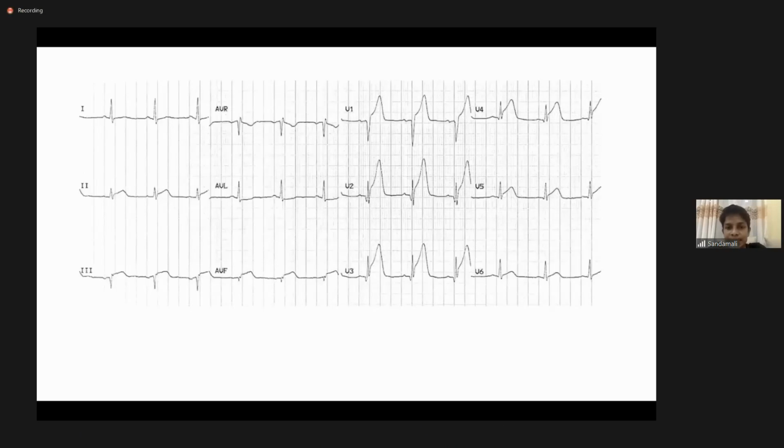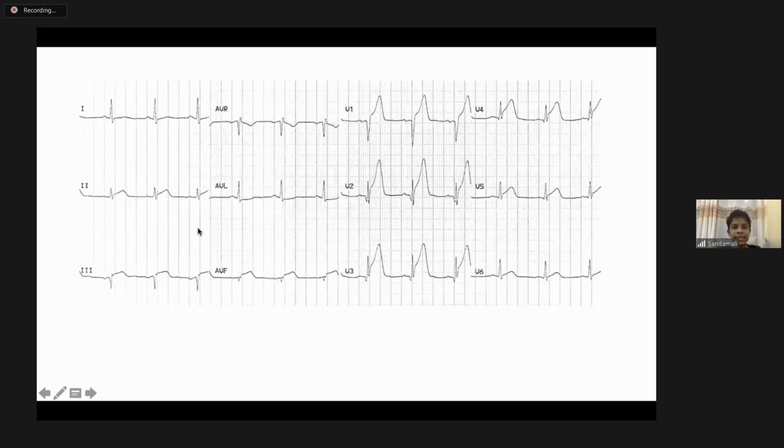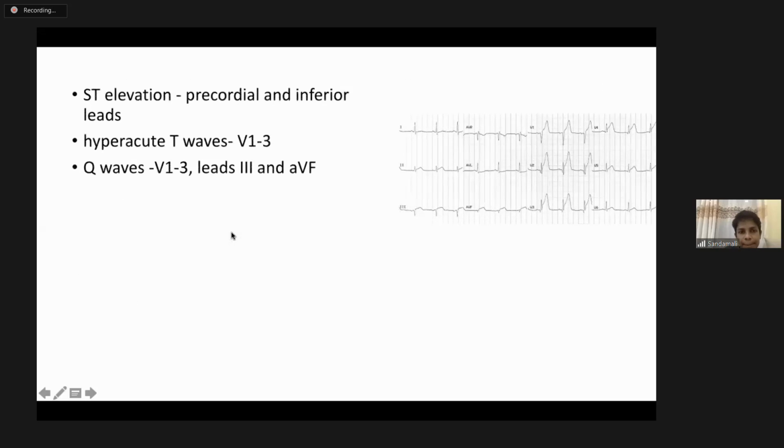If you have a look at this ECG, again you can appreciate that there are tall T waves in V1 to V4, and there are some Q waves formation in V1 to V3 actually, and then ST elevations in V1 to V6, but there are no ST elevations in L1, aVL, and there are ST elevations in 2, 3, aVF. In previous ECGs, you saw ST depressions in inferior leads. Here you see ST elevations in inferior leads. So it is antero-inferior ST elevation MI.